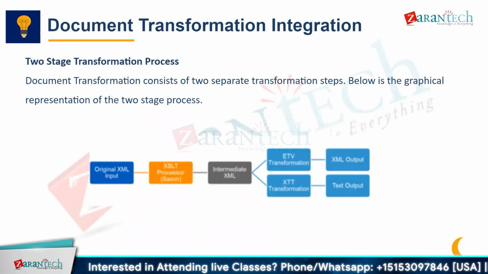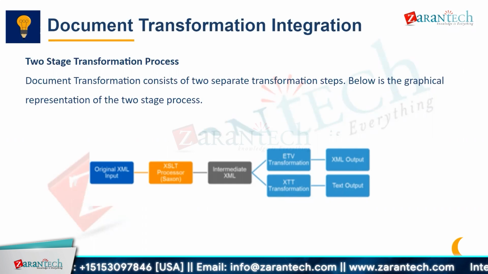Two-stage transformation process. Document transformation consists of two separate transformation steps. Below is a graphical representation of the two-stage process. The original XML is something that you get as your input. Then you have the XSLT processor or the XSLT transformation. Then it will have an intermediate XML. Then it can have an ETV transformed XML or an XTT transformation text output file.